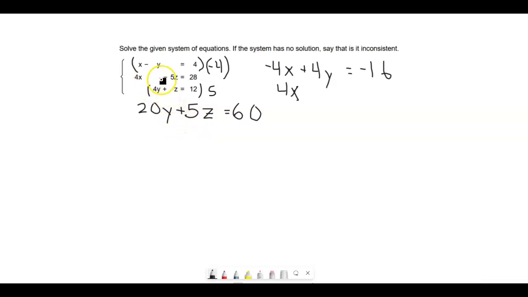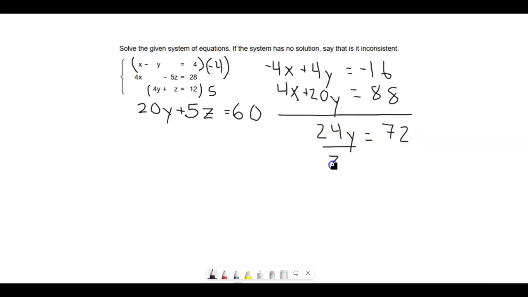And then we're just going to have the plus 20y here, because we don't have any y's in that second equation over there. And this is going to be equal to 60 plus 28 is 88. There we go. Now we have two equations with the same two unknowns. So what I can do now is add these two equations together. This will cancel out. I'll get 24y is equal to 88 minus 16 is 72.